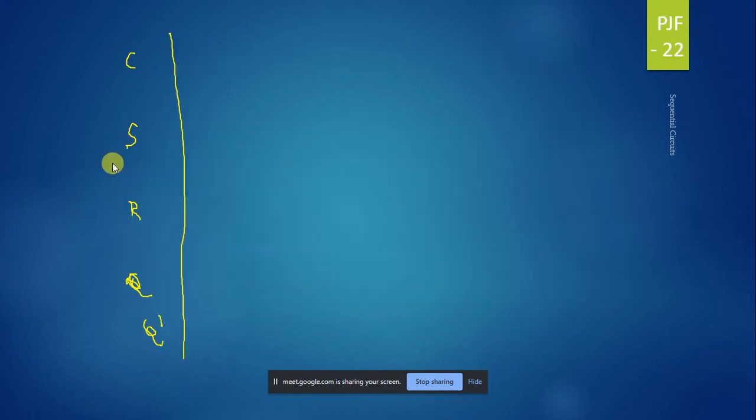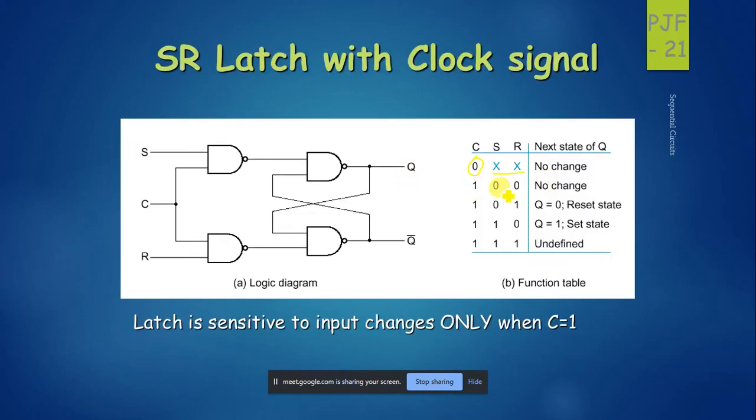For example, here when the clock is 0, let us consider this to be the 0 state and this as 1. Any digital signal will have only two states, right? So just take a dashed line downwards and mention all the components. When this is there, there won't be any change in the state of Q. First, we are just letting it like that.